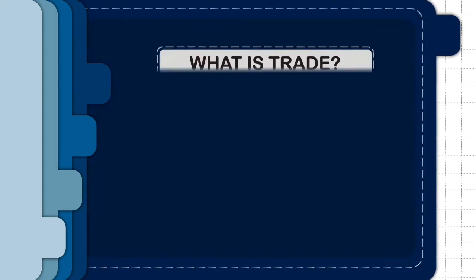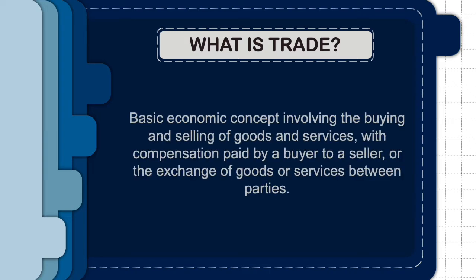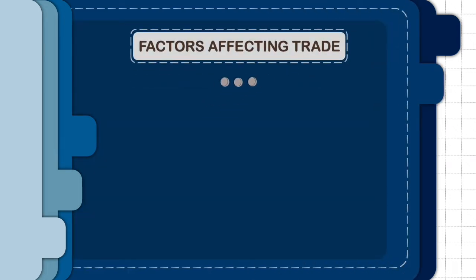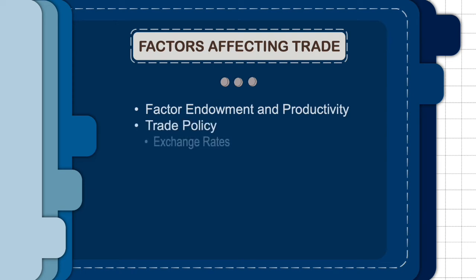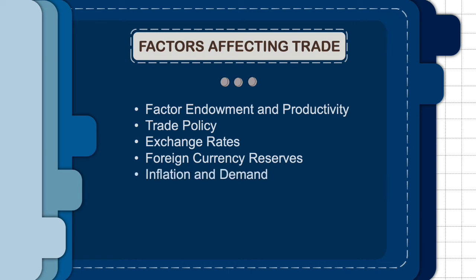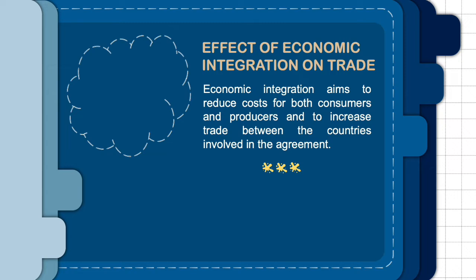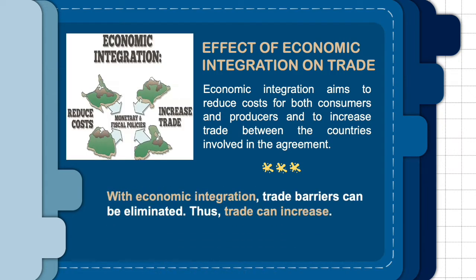So what is trade? Trade is a basic economic concept involving the buying and selling of goods and services with compensation paid by a buyer to a seller, or the exchange of goods or services between parties. So there are factors that affect trade. These are factor endowments and productivity, trade policy, exchange rates, foreign currency reserves, inflation, and demand. These factors can be trade barriers and can lessen trade. To lessen or eliminate the trade barriers, we have this process or arrangement called economic integration. With this, there would be an increase in trade.